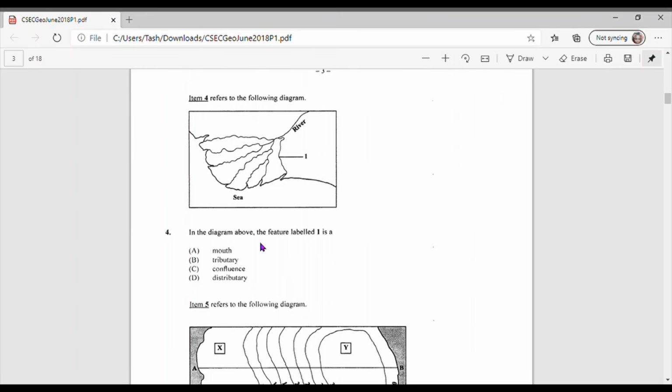In the diagram above, the feature labeled 1, here it is, 1. Alright, so we're seeing the river. We can see that it's entering the sea. So this right here is a delta. So it's basically a separation, one small area where the water is running into the sea. So that is called a distributary. So that is letter D for number 4, distributary.